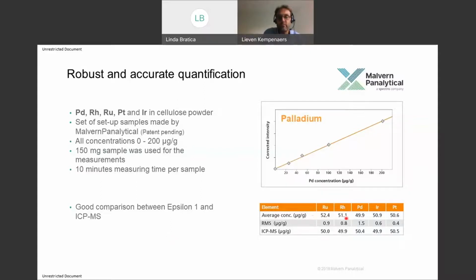And so we obtained average concentration for a certain repeated measurement, also with the RMS value. So the average concentration and the standard deviation. And then at the bottom is the corresponding concentration for each element. And it gives a nice correlation, 50, 51. This is a specific sample. It's an artificial sample, spiked sample. But you can see that there's a nice correlation between the XRF method and the ICP method.